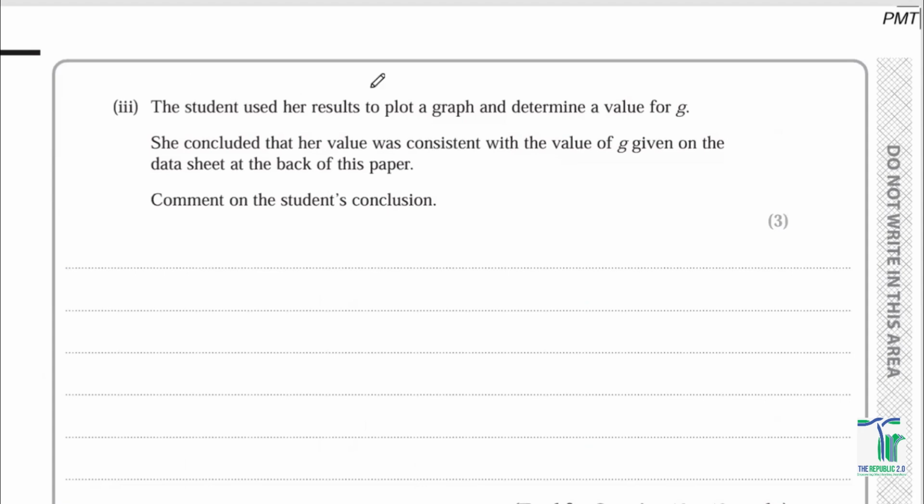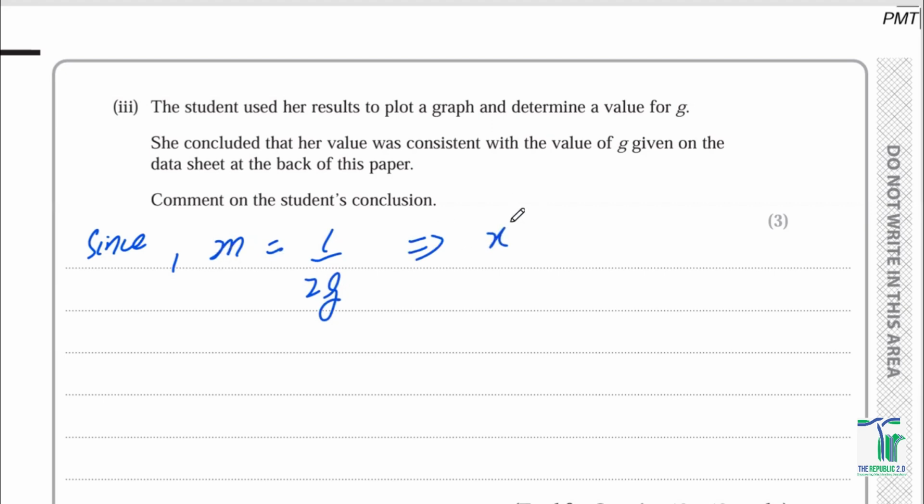In part 3, the student used her result to plot a graph and determine the value of g. She concluded that her value was consistent with the value of g given on the data sheet at the back of this paper, which is 9.81, of course. Comment on the student's conclusion. How can you conclude these statements? How might the student have calculated the value of g, since she plotted the graph between h and v square? She must have calculated the gradient, which equals 1 upon 2g. For example, she has a gradient m, which is x, which could be anything.